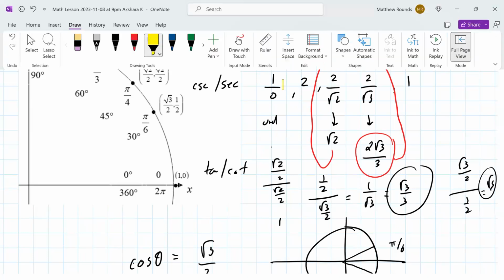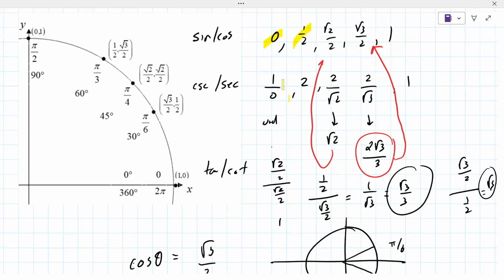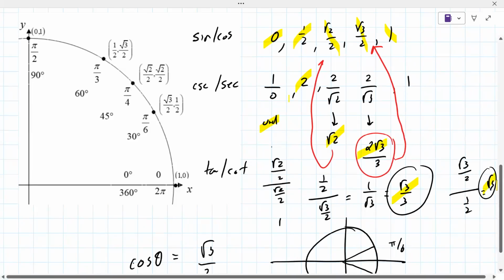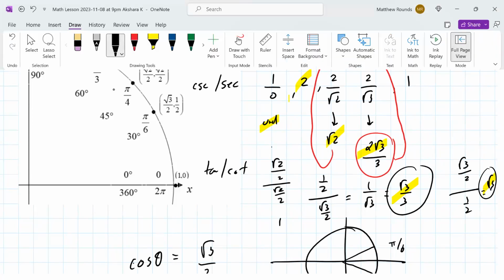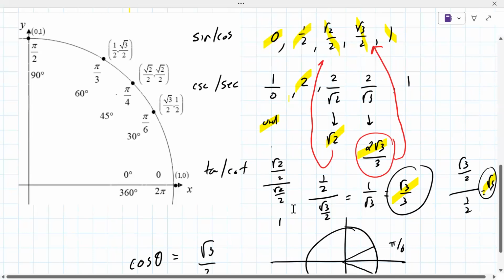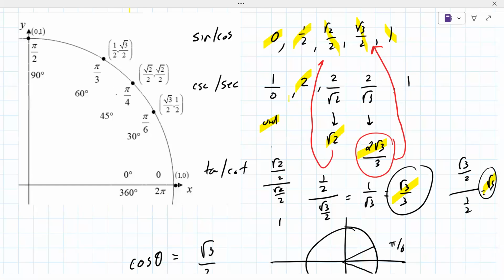And I can mark them here to be clear: 0, 1/2, √2/2, √3/2, 1, undefined, 2, √2, 2√3/3, √3/3, and √3. Those are the only possible answers you can ever get from a sine, cosine, secant, cosecant, tangent, cotangent problem. But more importantly, you have to be able to backfill to what they actually come from. It's not good enough to know that it's √3/3. No, that came from 1/2 over √3/2, because that's how you know where to find it on the circle.